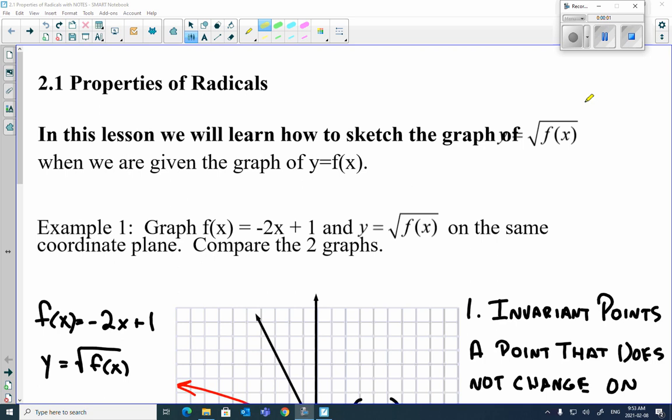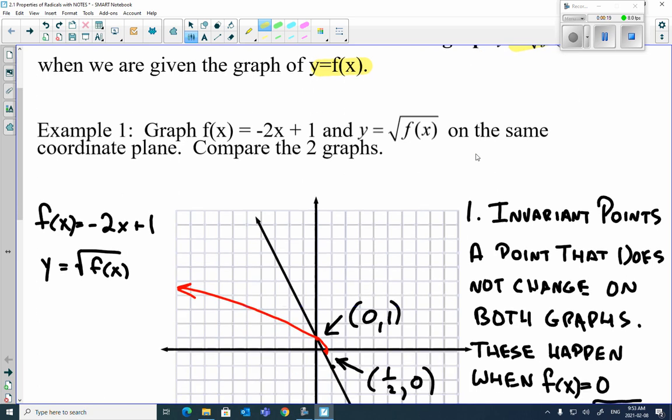Okay, this is lesson 2.1, properties of radicals. What we're going to do is take any function, whatever it happens to be, and graph the square root of it. So for instance, if you have y equals f of x, we're going to graph y equals root of f of x, whatever it happens to be. This is just a generic way of doing it.